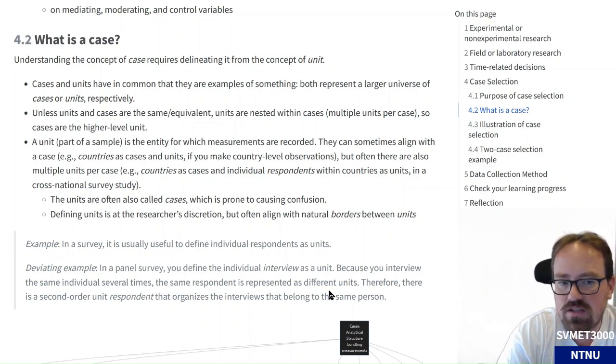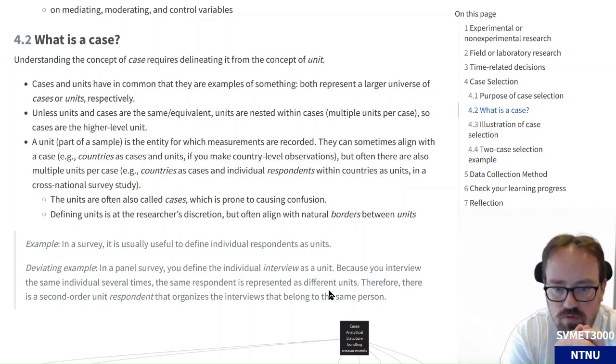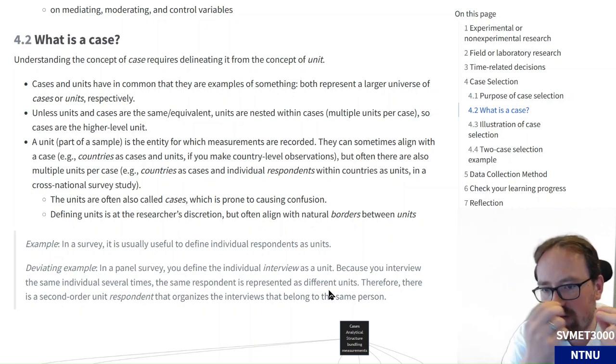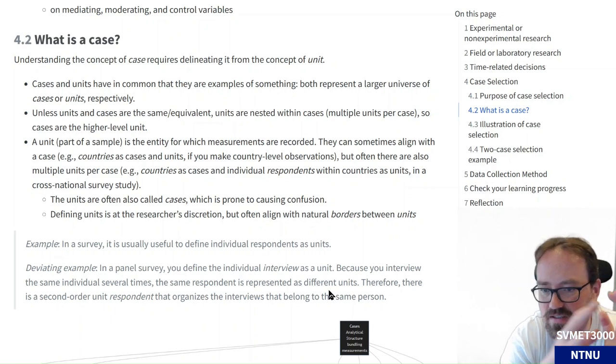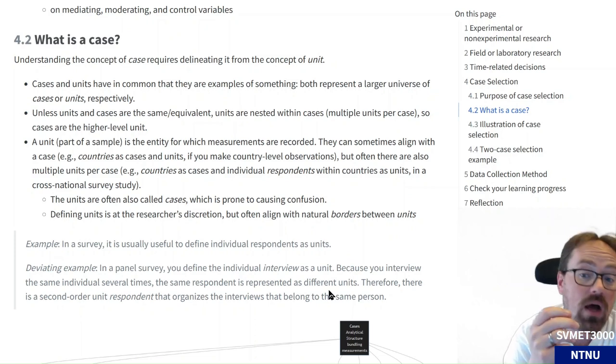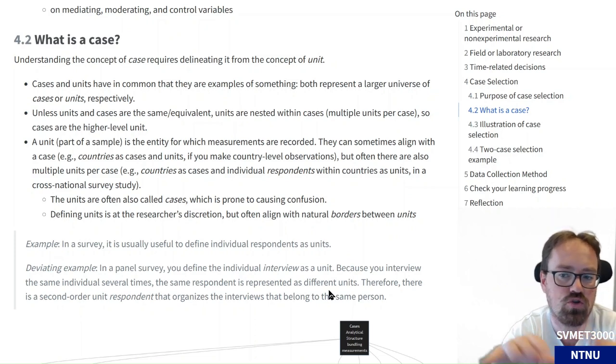In principle, cases and units have in common that they are examples of something. They both represent a larger universe of cases or of units, respectively. Unless units and cases are really the same, I talked about that before, we have a structure where units are nested within cases. So we have either one unit per case or several units per case, but never one unit that has several cases below it, so to say. Cases are always the higher level unit.